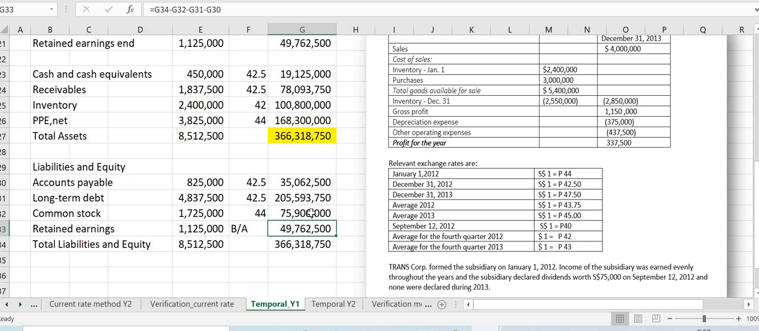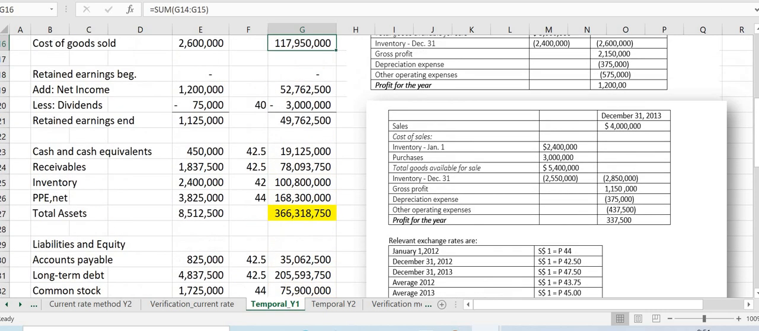And then for retained earnings, we make it the balancing figure. Of course, your total liabilities and equity should equal your total assets at 366,380,750. So we make retained earnings our balancing figure. So you have 366,380,750 less your accounts payable, your long-term debt, and your common stock. So you have retained earnings of 49,762,500 in Philippine peso. Okay?